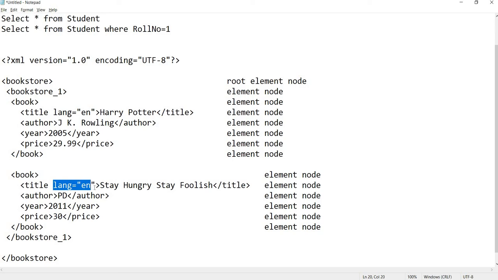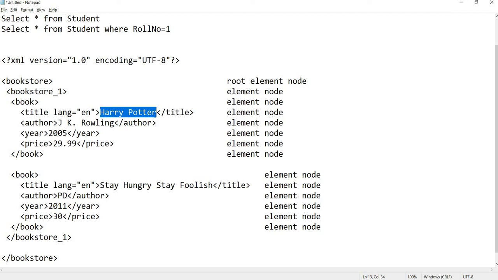In the attribute node we have two things, attribute name and attribute value. And the data which we represent in those elements is called atomic values. So stay hungry, stay foolish is an atomic value, this PD is an atomic value, here Harry Potter is an atomic value. These are called atomic values. These terminologies we need to know before we start learning and working on XPaths.